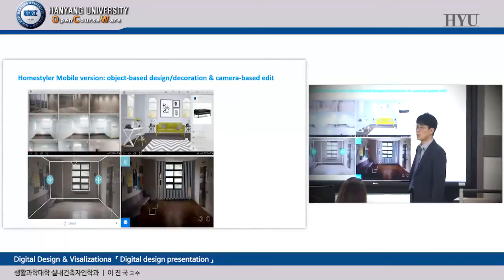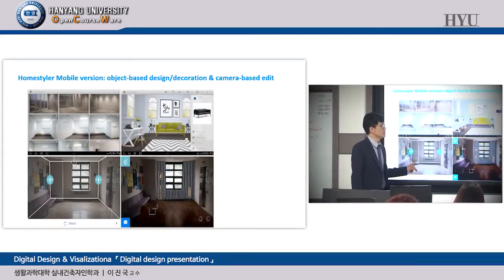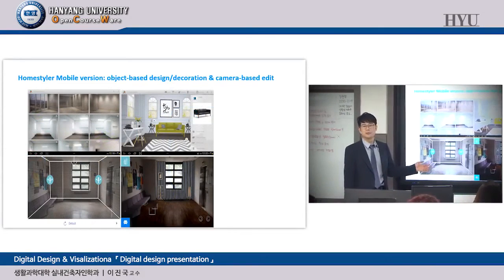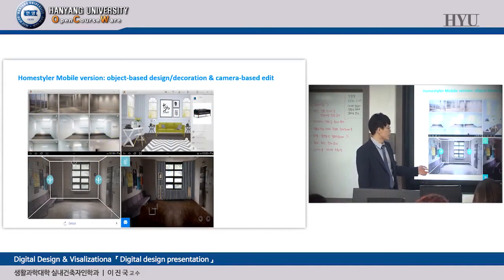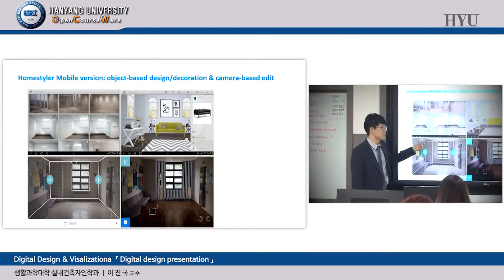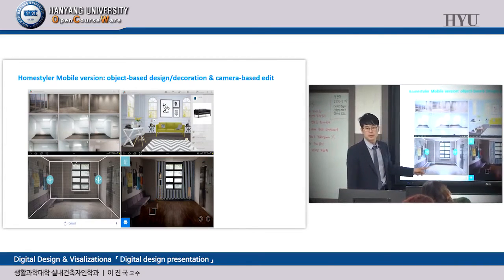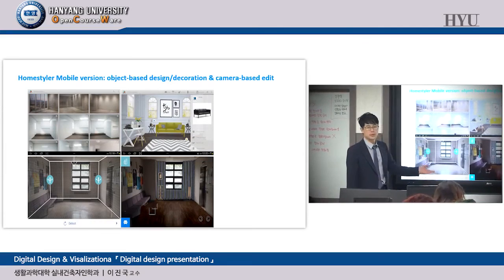How about the HomeStyler mobile version? The mobile version of HomeStyler also has a building information modeling approach. It has auto detection of ceiling line, wall line, floor line. And this one can also support the editing function.